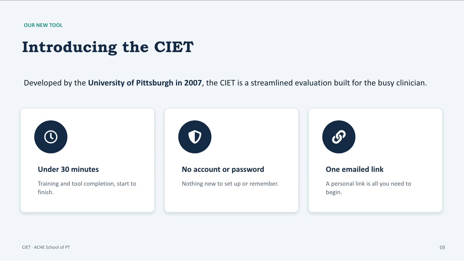After investigating our options, we have decided to begin using the Clinical Internship Evaluation Tool, or the CIET, which was developed by the University of Pittsburgh in 2007. The training and tool completion should take less than 30 minutes, and there are no separate account or passwords required. All you need is an emailed personal link. We believe that this is the future, and we are excited to introduce you to this tool.